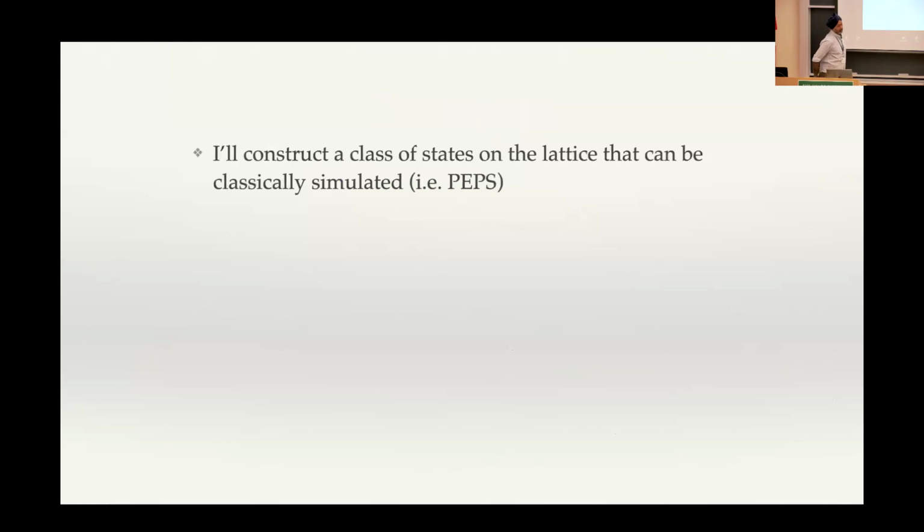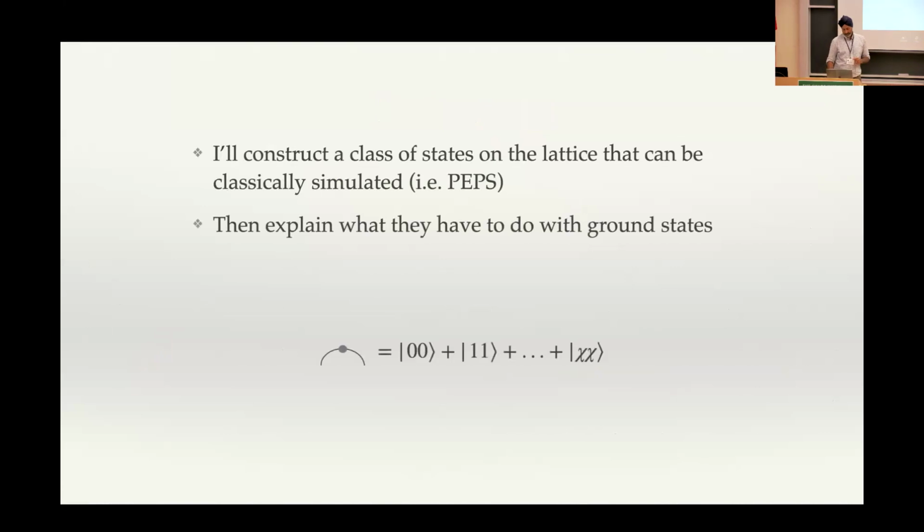Okay, so what I'm going to do next is forget about ground states and construct a class of states on the lattice that can be classically simulated. This is going to be my PEPS class, and then I'll explain what they have to do with ground states. Our building block for constructing this class of states is a Bell state, a maximally entangled state of 2 virtual spins of dimension chi. This is my picture for this Bell state.